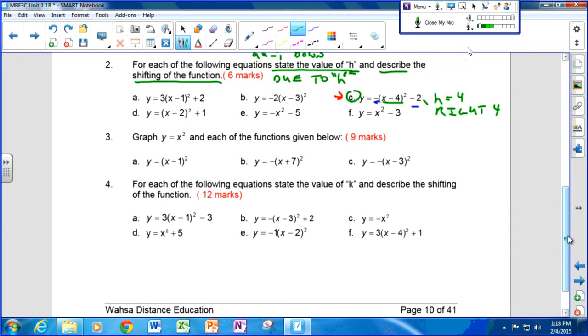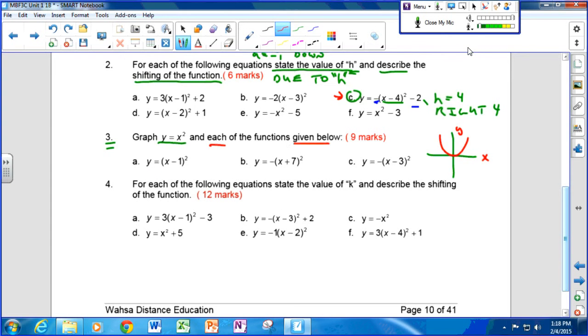Okay. Now, for question 3, it says graph y equals x squared. So that's what I was showing you just above. What they want is for you to graph y equals x squared. Now that's always going to be this. This is your x, this is your y. That's y equals x squared. It's always going to look like that. And then they want you to graph each of the functions given below.